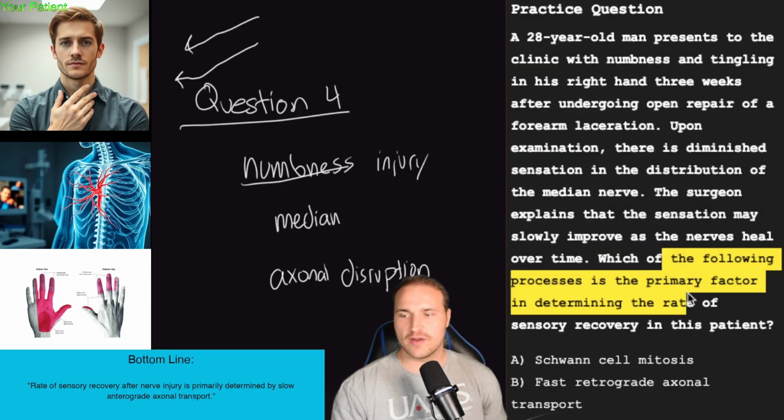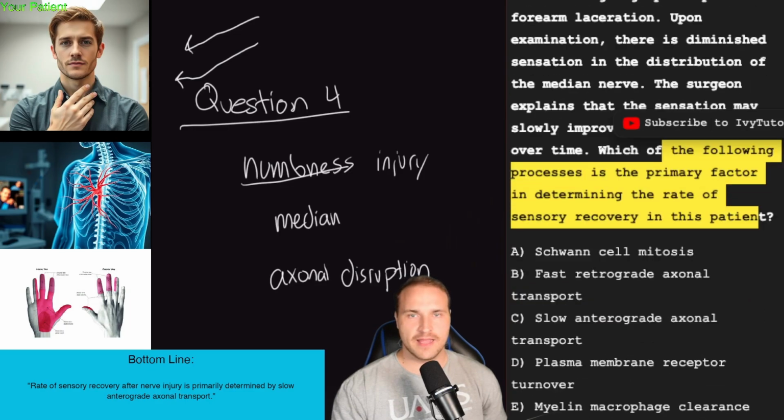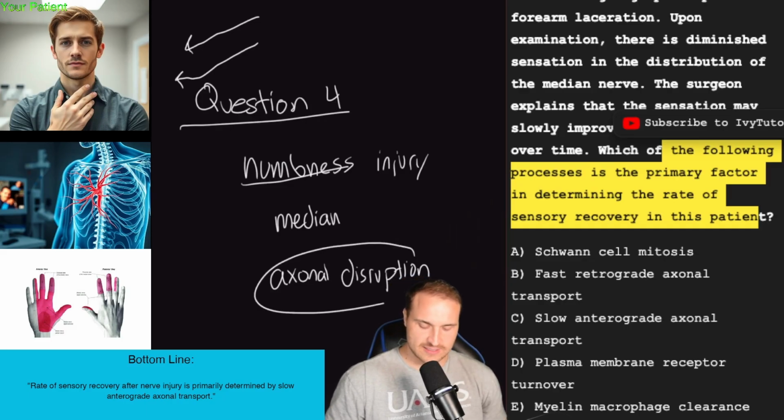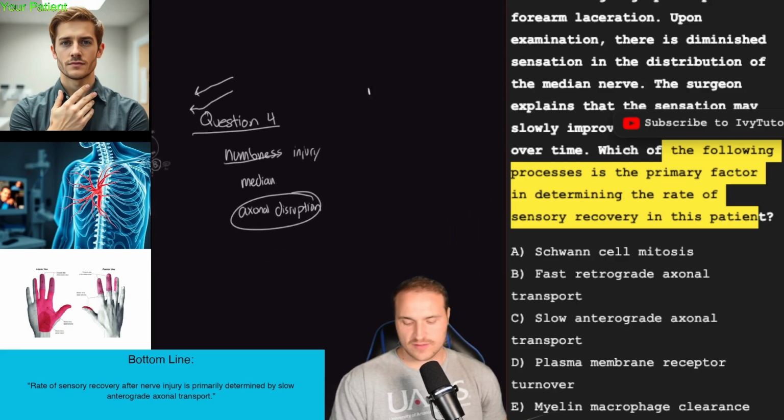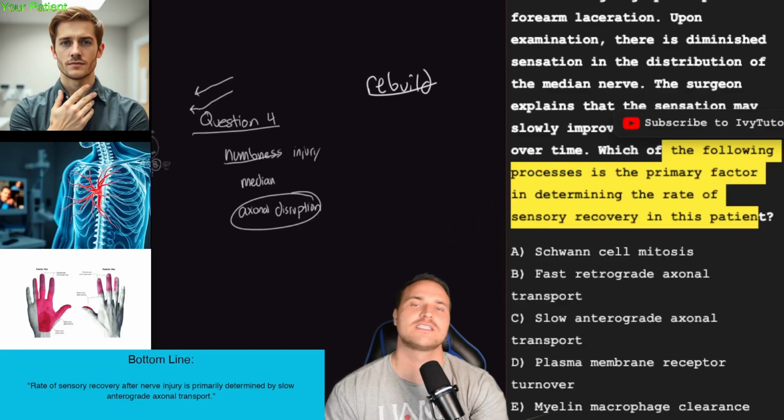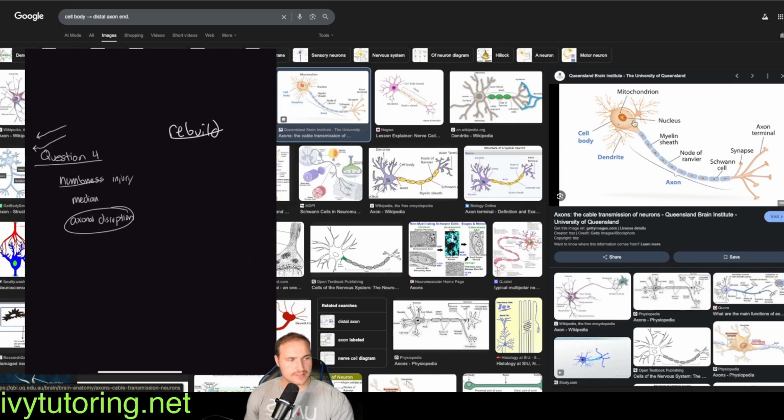Which of the following is the primary factor determining the rate of recovery? And now, here's the real kicker. The nerve needs to rebuild the axon, right? We have axonal disruption. We have to rebuild this. We know it's regeneration because the surgeon says it's going to grow back, and the surgeons are always right. Just kidding. They're not always right. So the nerve needs to rebuild the axon, and that means sending the components from the cell body to the distal axon end. So let me show you what I mean. Here's the cell body, there's the axon end. That is anterograde axonal transport. It's going the way you think. It's A-OK, so it's anterograde starting with an A.